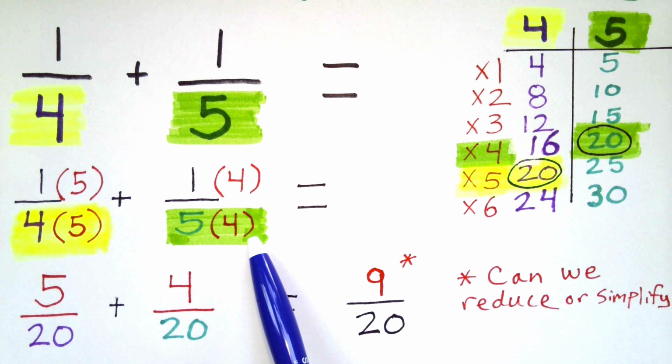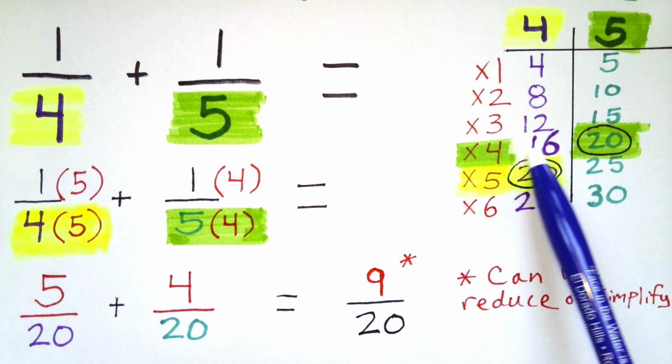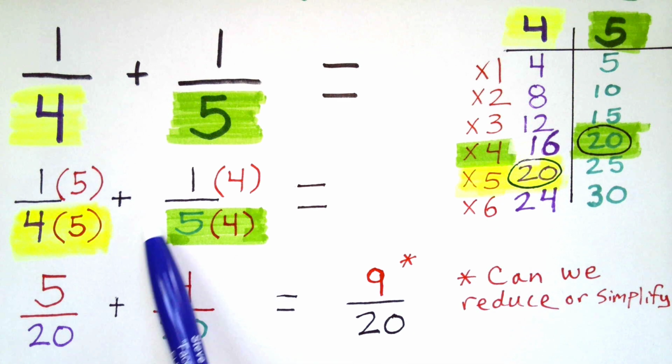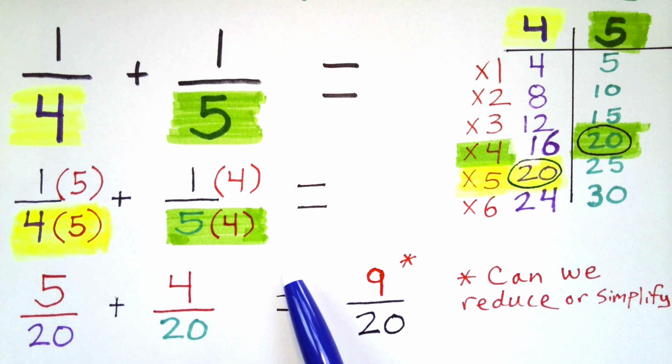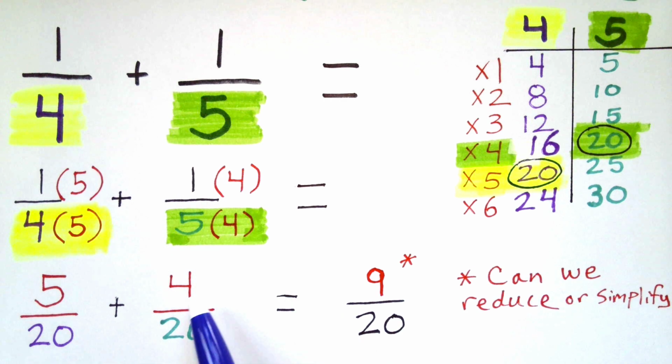I know 5 times 4, I look over my chart, 5 times 4 is 20. What I do to the bottom, I have to do to the top of my fraction. So 4 times 1 is 4. I have 4 over 20. Now the denominators, or the bottom numbers, are the same. They stay the same in your answer.